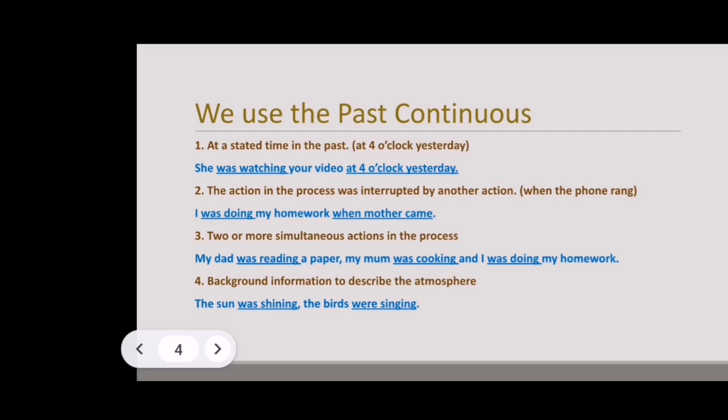Number 3, two or more simultaneous actions in the process. Example: my dad was reading a paper, my mom was cooking, and I was doing my homework. And as background information to describe the atmosphere: the sun was shining, the birds were singing as we were walking along the park. Sorry, along the path in the park.